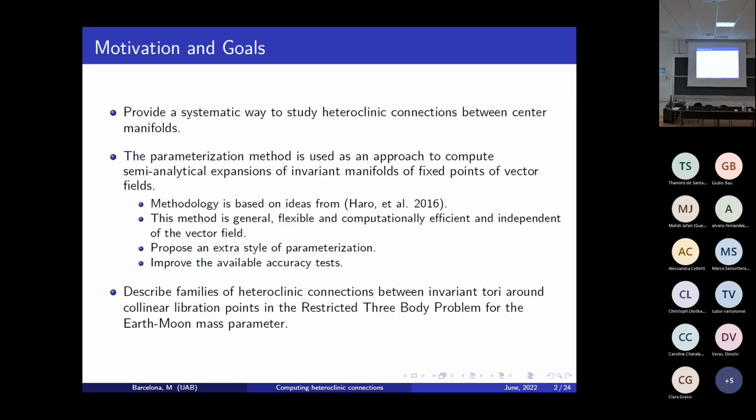Cabré, Fontich, and De la Llave, but our methodology is based on the ideas from the book of Haro, Canadell, Figueras, Luque, and Mondelo in 2016. So we provide a method which is general and flexible in the sense that it's independent of the vector field, and we also provide a new style of parameterization to parameterize central and stable manifolds, from which we will try to improve the available accuracy test.